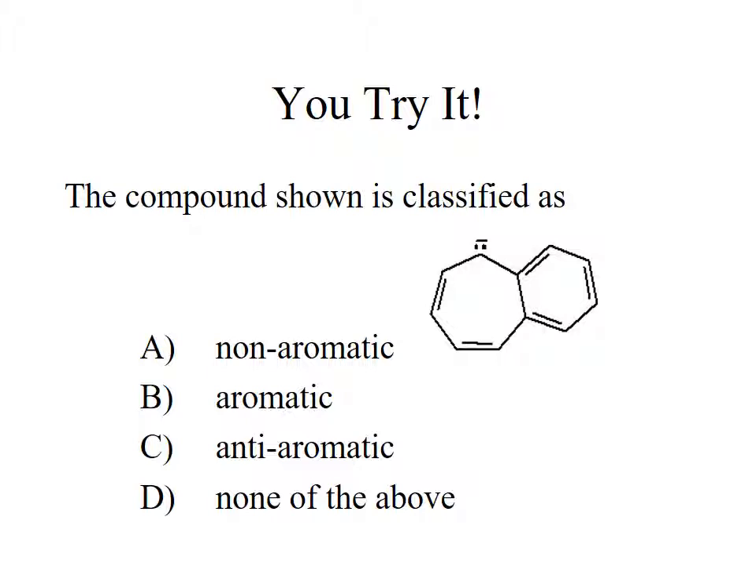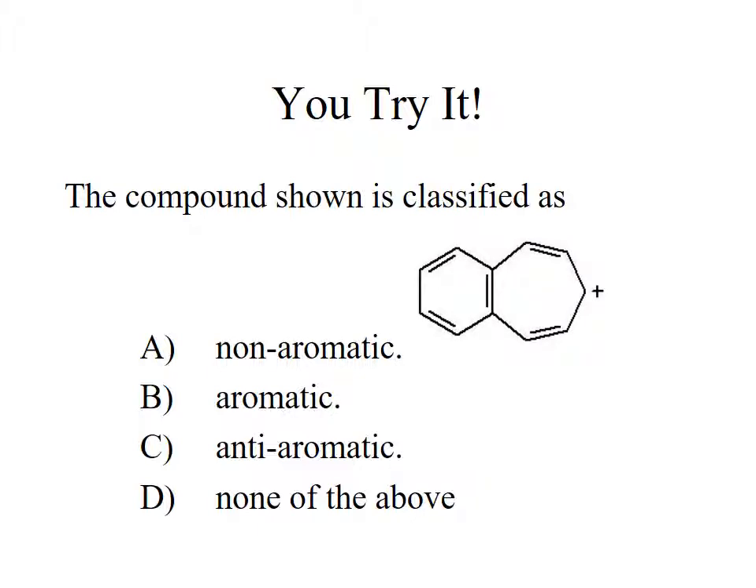How would you classify this compound? Well, let's count the electrons. 1, 2, 3, 4, 5, 6, 7, 8, 9, 10, 11, 12. 12 is 4n, so this is an anti-aromatic compound. How would you classify this? Well, 1, 2, 3, 4, 5, 6, 7, 8, 9, 10, and none there. So this has 10 electrons. It is aromatic.